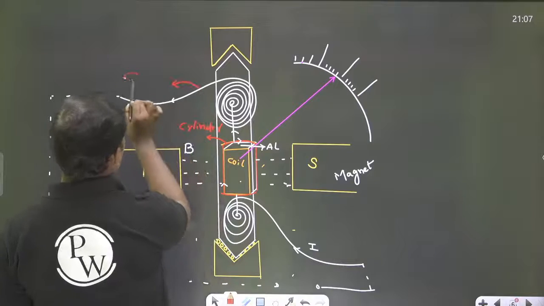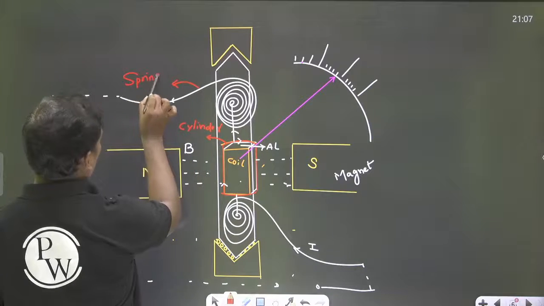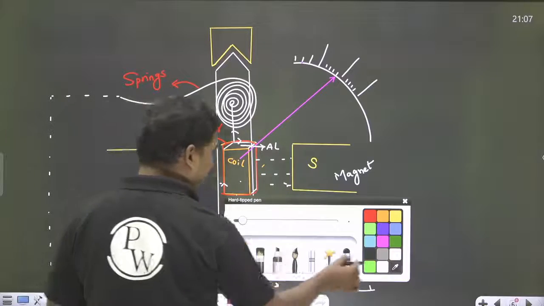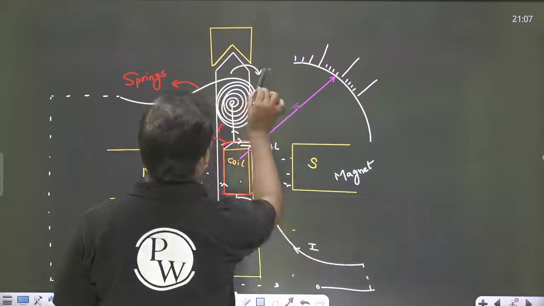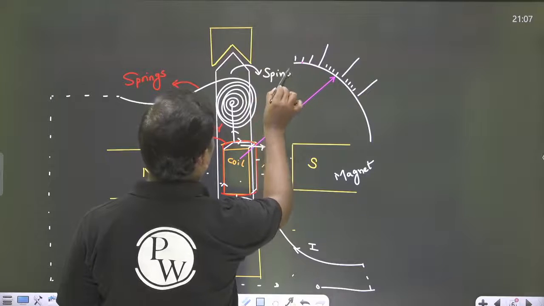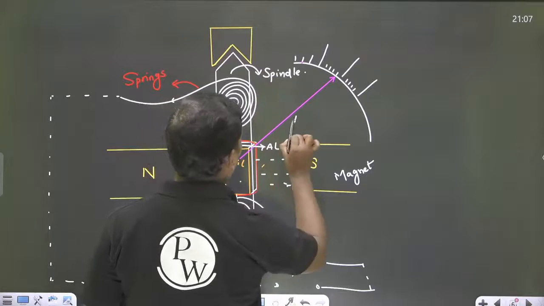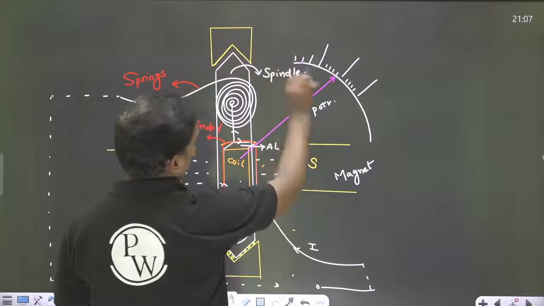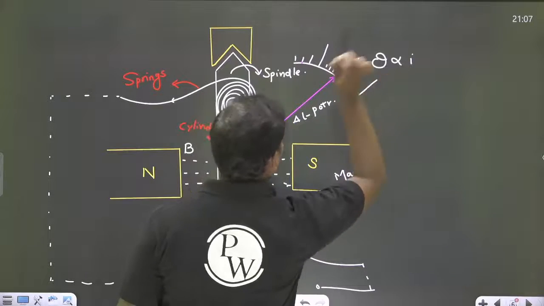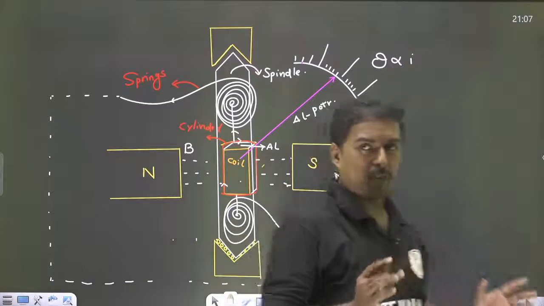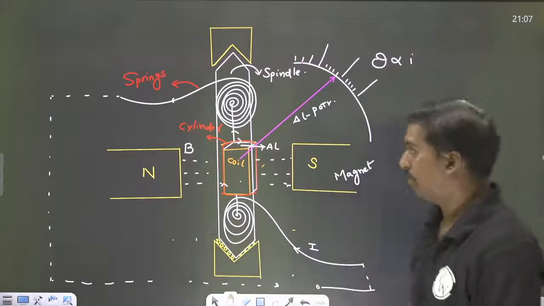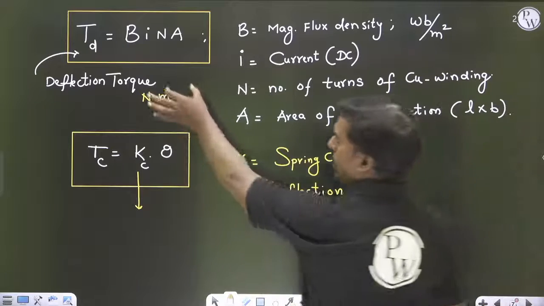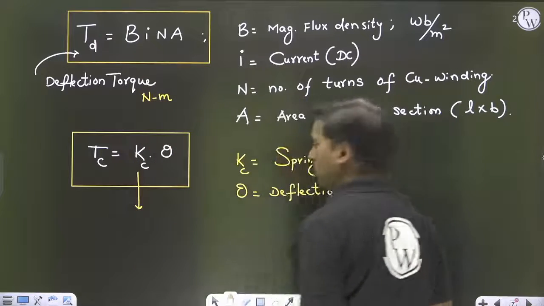These are springs made of phosphor bronze, and this is the spindle, and this pointer is also made of aluminum. Deflection theta is proportional to the current. Okay, that is the basic idea of why those materials are used. Next, the deflection torque expression and the controlling torque expression, which are important.